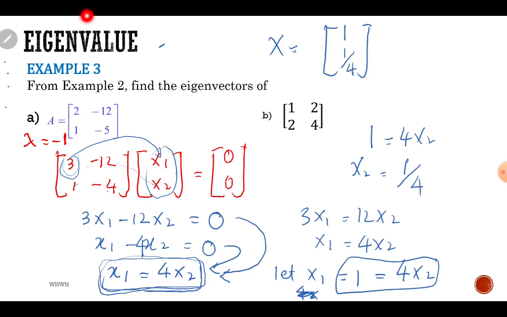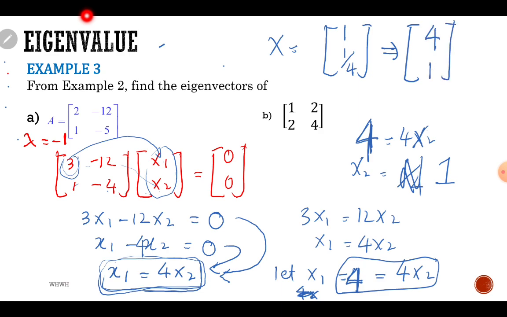Alah, tak nak lah pecahan-pecahan macam ni. It's fine. Then you may let X1 equals to 4, for example. If you let your X1 equals to 4, kan? So 4 is equals to 4 times with X2. So maknanya X2 you sama dengan 1. Okay, so kalau you tak nak, then you may have another option. You're gonna have here X1 equals to 4, X2 equals to 1. Whatever value that you may put.